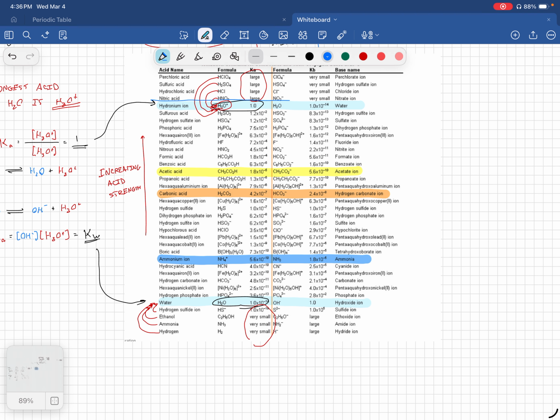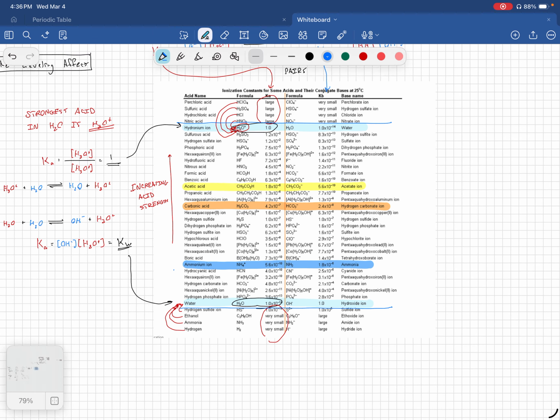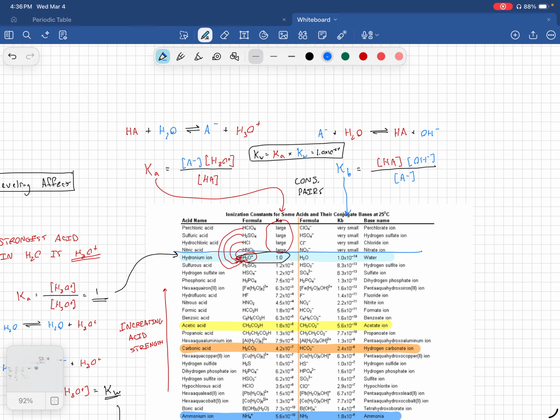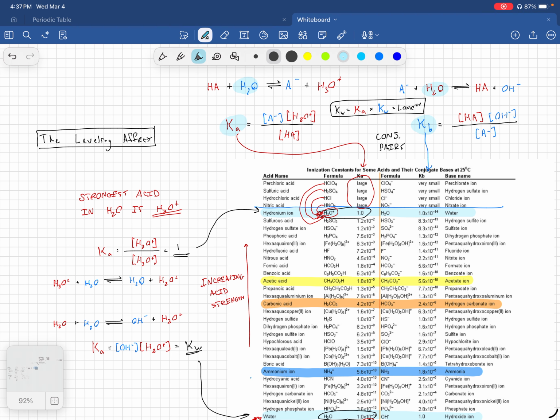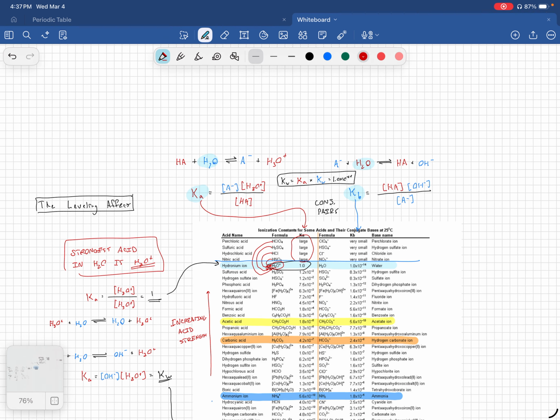So there seems to be a cap on what values of K we can measure in water. And it's entirely because water is our reference for calculating the strengths of acids and bases. So this is called the leveling effect of water. So again, the strongest acid in H2O is H3O plus. I'll move it up here.